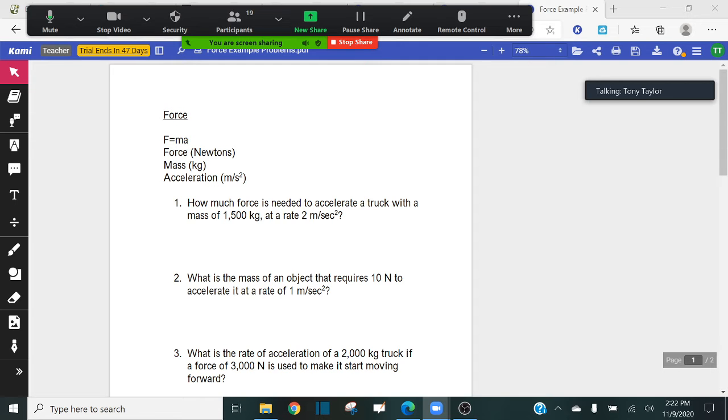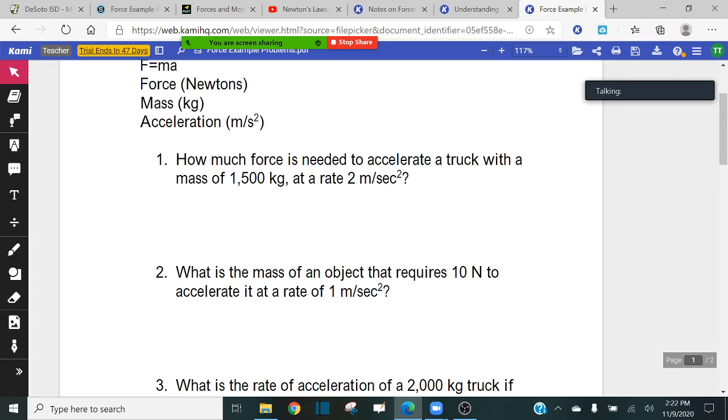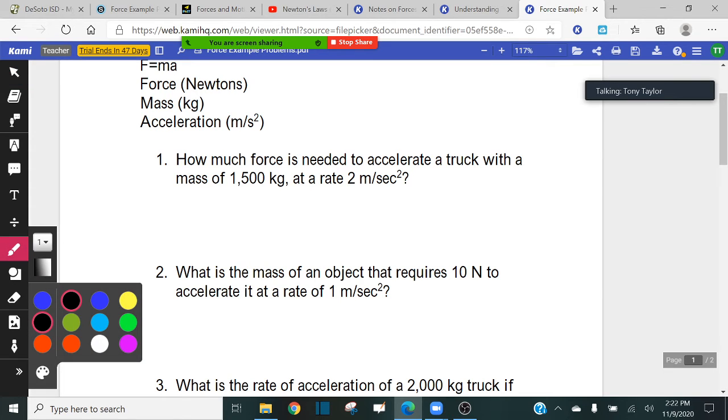So let's look at number one. Number one says, how much force is needed to accelerate a truck with a mass of 1,500 kilograms at a rate of 2 meters per second squared? Okay. So once again, just use Newton's second law here. Newton's second law said force is equal to mass times acceleration. Okay. So plug everything in.